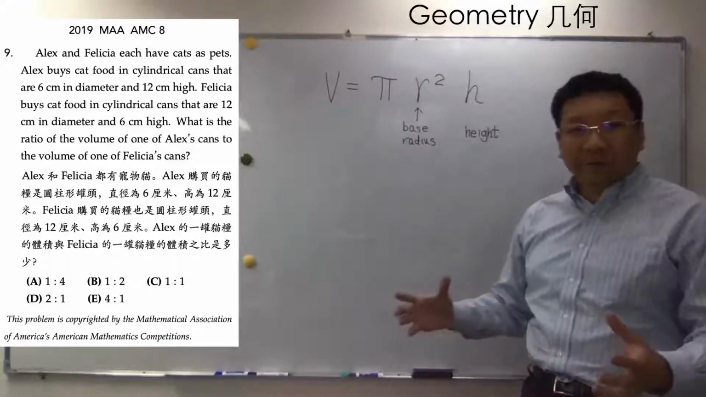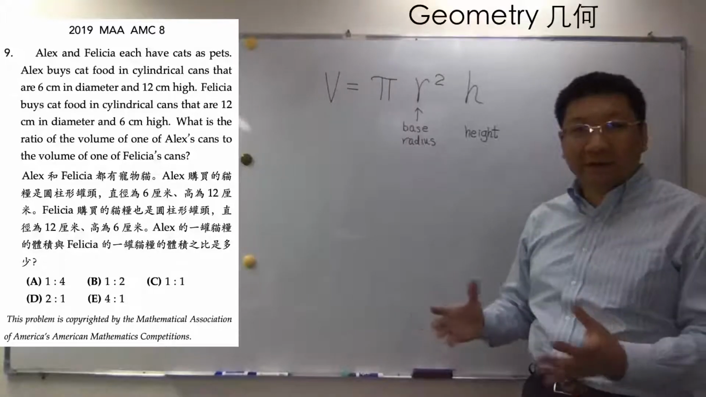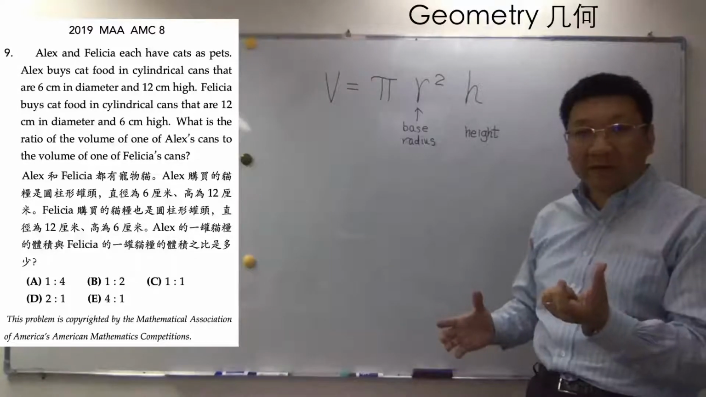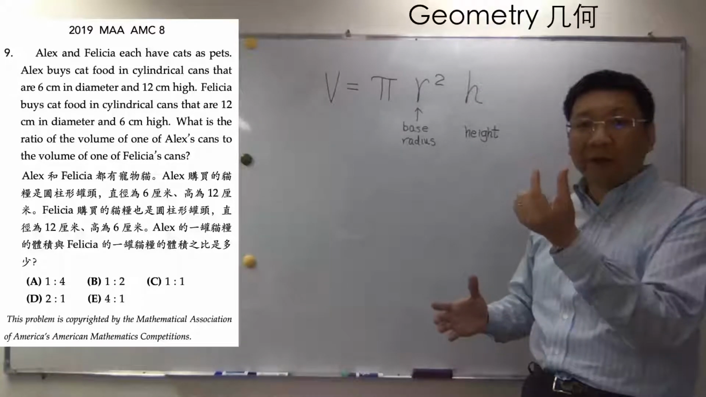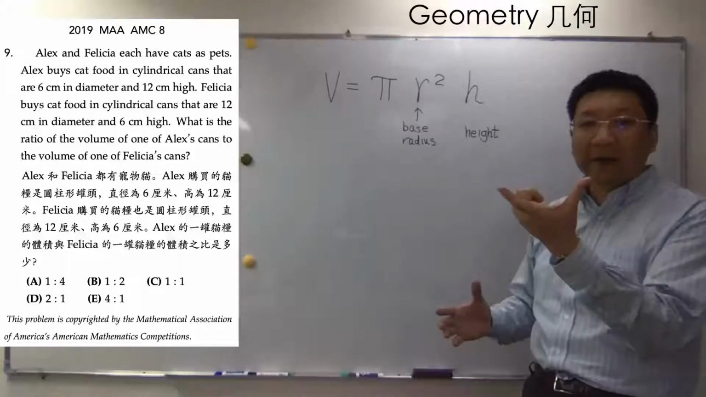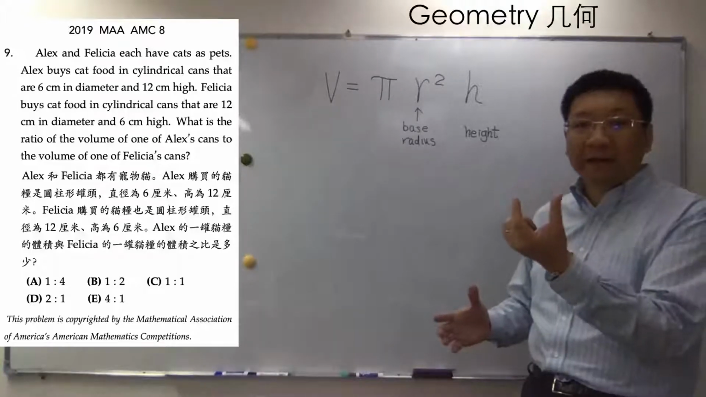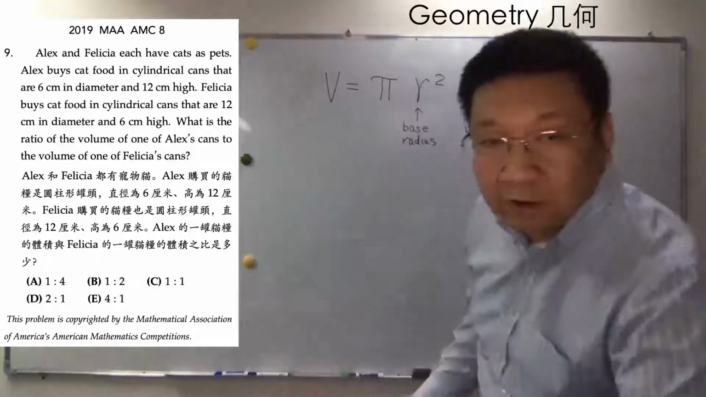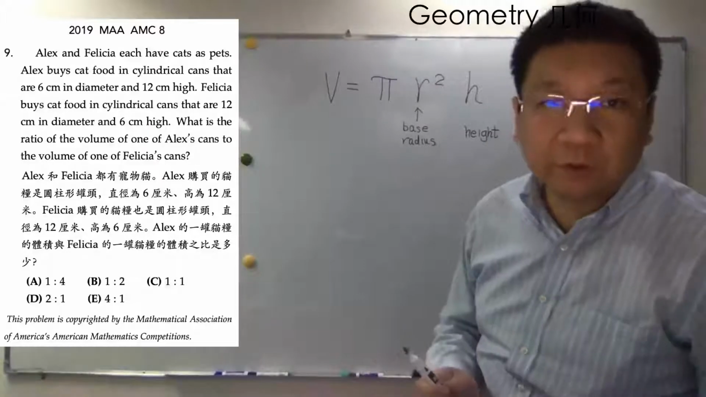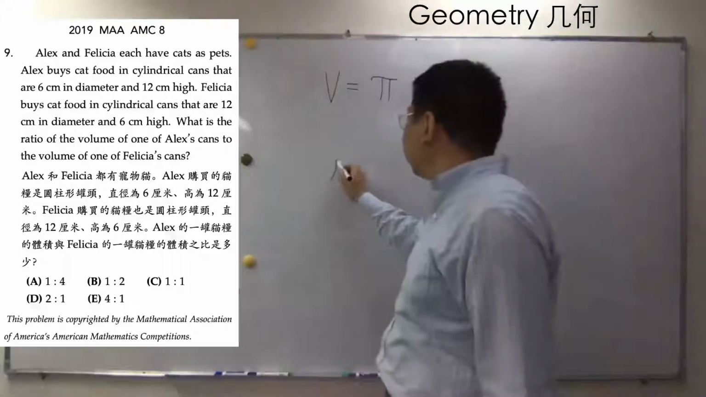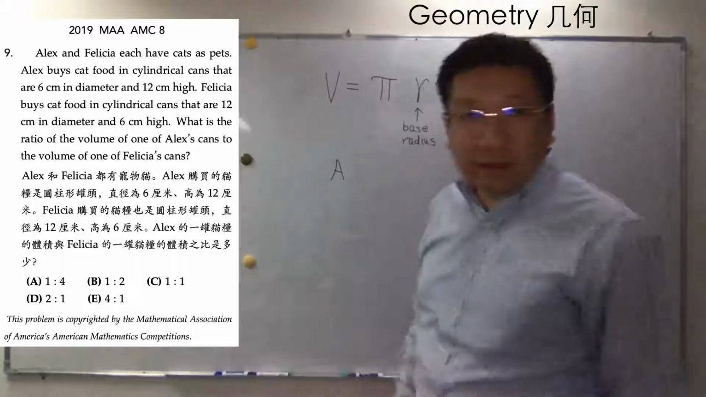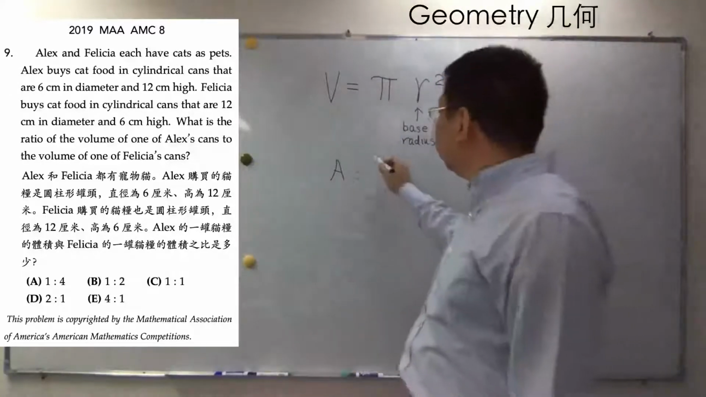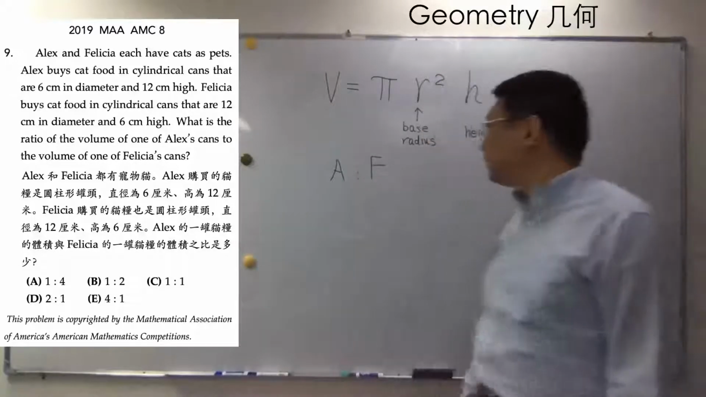The volume is base area times the height, pi r squared h. Then here we have 2 different cylinders. The conditions given include height and the diameter. But from the diameter to the radius, that's easy. So just divide the diameter by half, and you would get the radius. Then we can find the formulas for the volume of the 2 cylinders. So one is by Alex, the other is by Felicia.